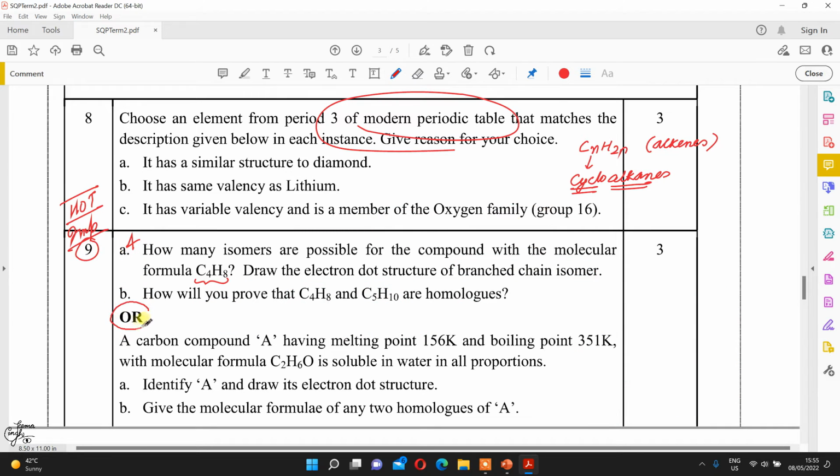Now look at this OR section. A carbon compound A having melting point 156 Kelvin and boiling point 351 Kelvin with molecular formula C2H6O is soluble in water in all proportions.